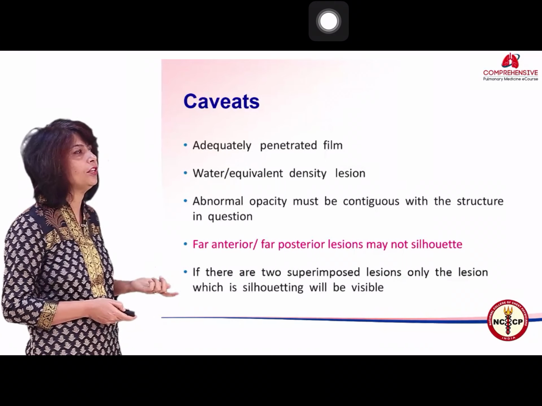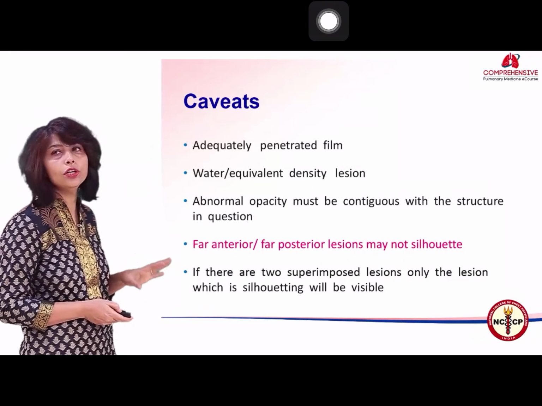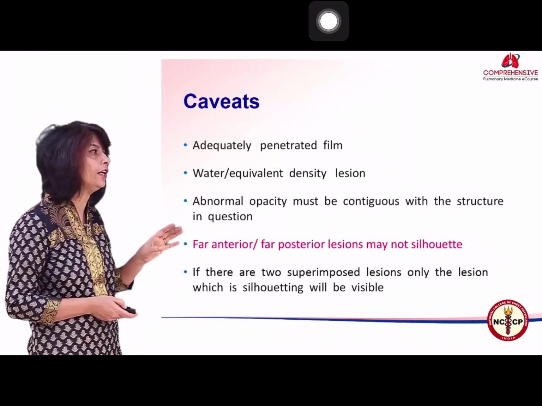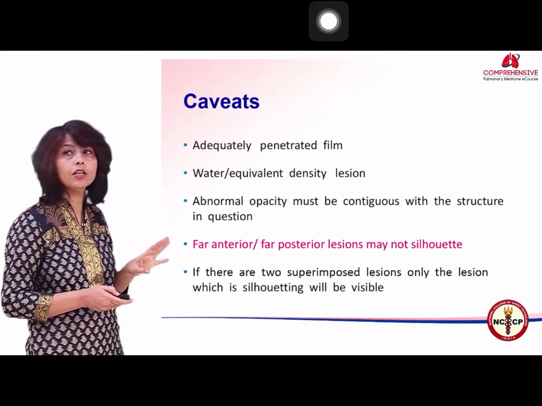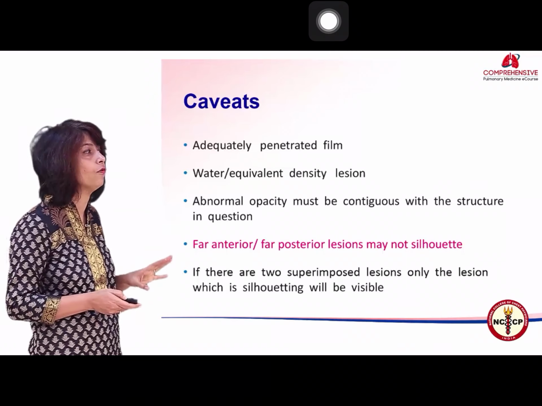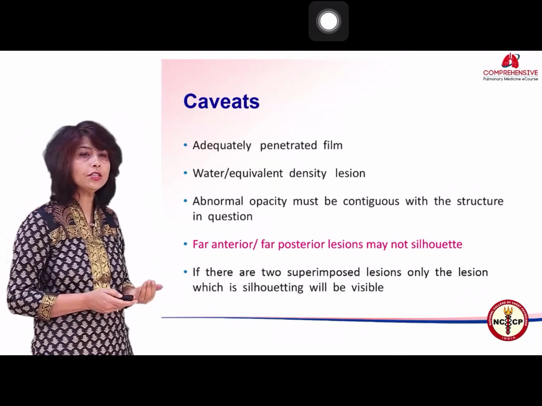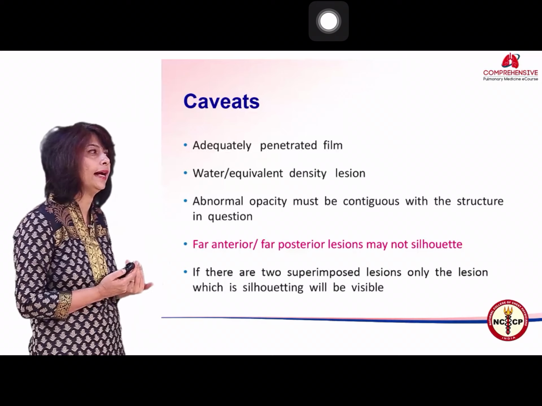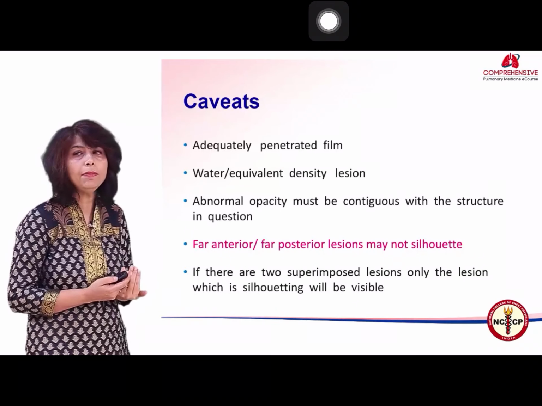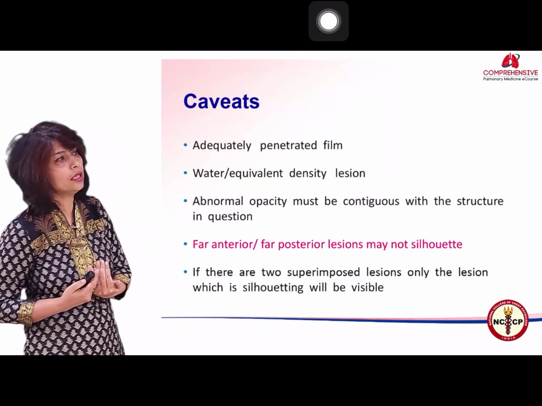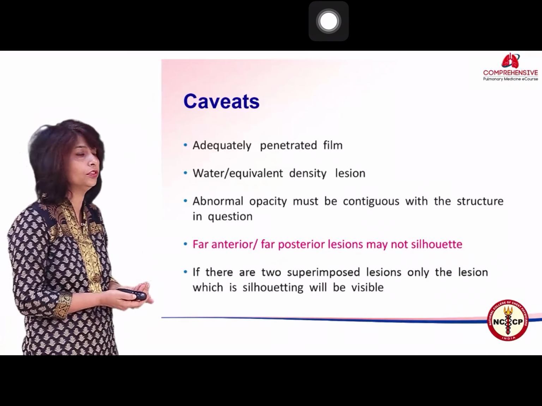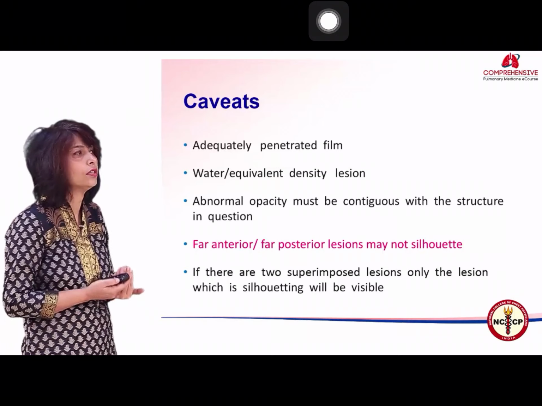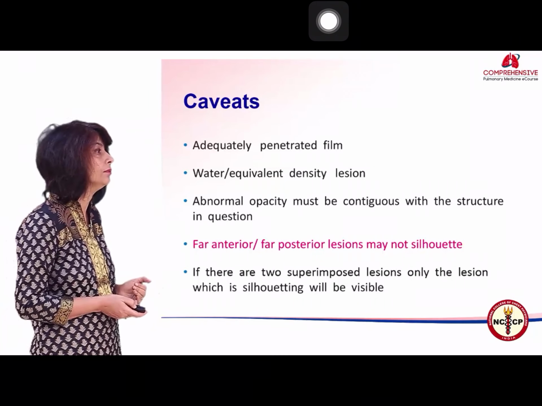As I already mentioned, the caveats are the quality of the film. It should be an adequately penetrated film. The two lesions should be of equivalent density, roughly of water density, and the lesions should be in anatomic continuity. It may be anterior, but if it's a sternal lesion, then lesions which are far anterior or far posterior also do not silhouette the heart border.